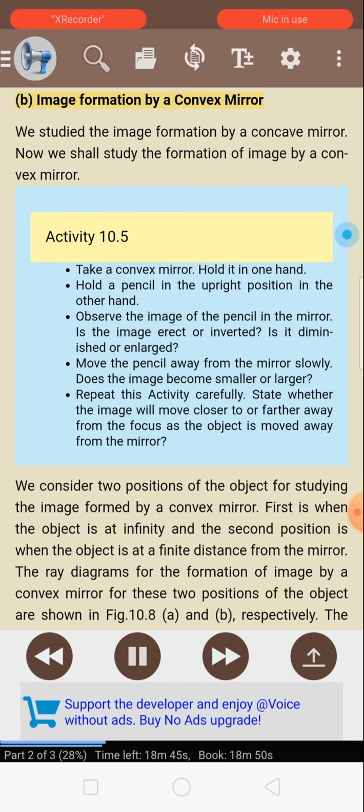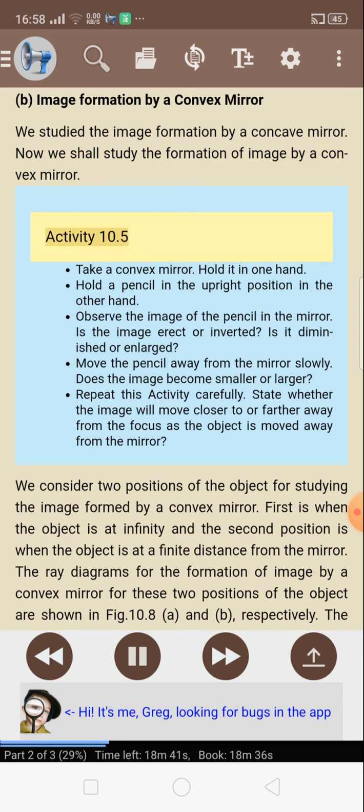B. Image formation by a convex mirror. We studied the image formation by a concave mirror. Now we shall study the formation of image by a convex mirror. Activity 10.5. Take a convex mirror. Hold it in one hand. Hold a pencil in the upright position in the other hand. Observe the image of the pencil in the mirror.